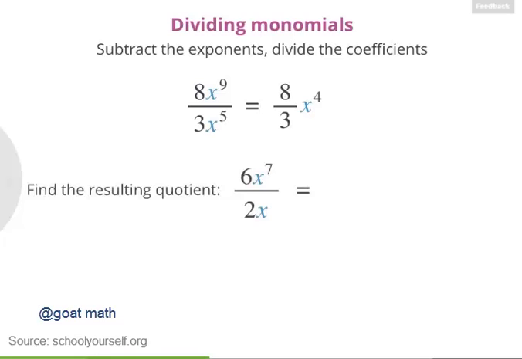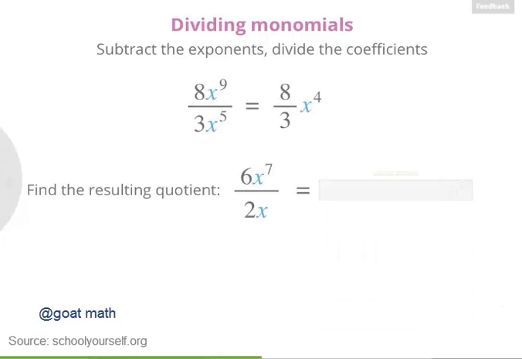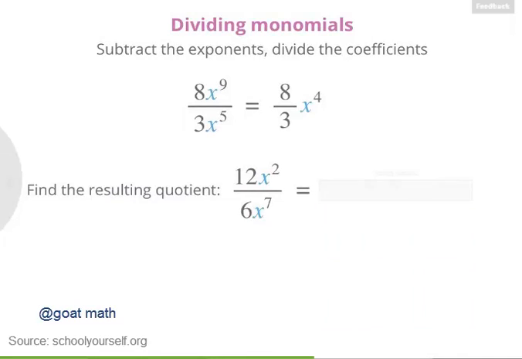So next, try simplifying this quotient, 6x to the 7th divided by 2x. Excellent, so 2x is the same thing as 2x to the 1st, so this quotient equals 3x to the 6th. Next, try simplifying this quotient, 12x squared divided by 6x to the 7th. Now the denominator has the larger exponent. Right, so there are a few ways you could have answered this. This equals 2 over x to the 5th, which is the same thing as 2x to the negative 5th, a negative exponent.